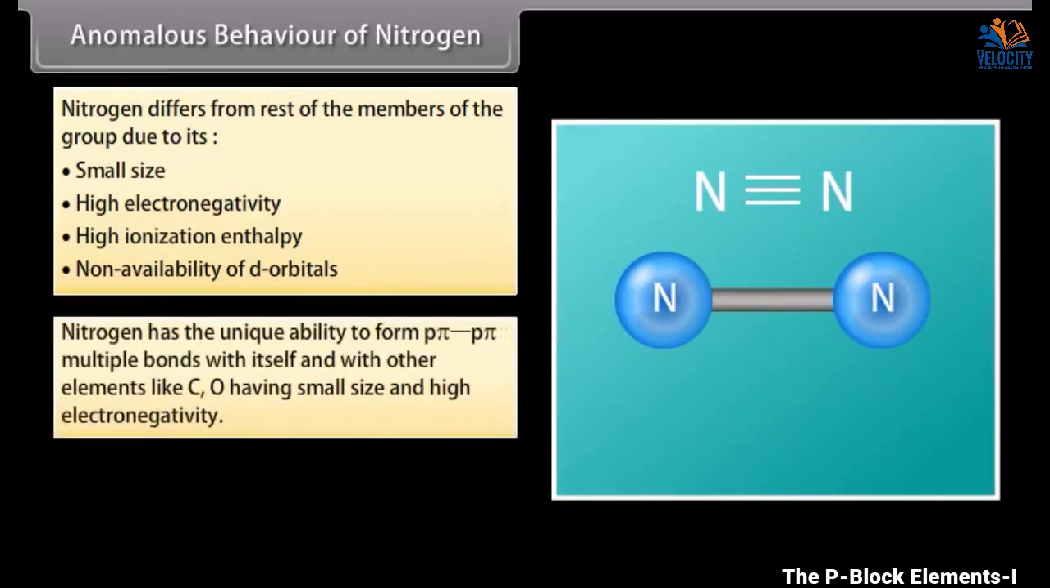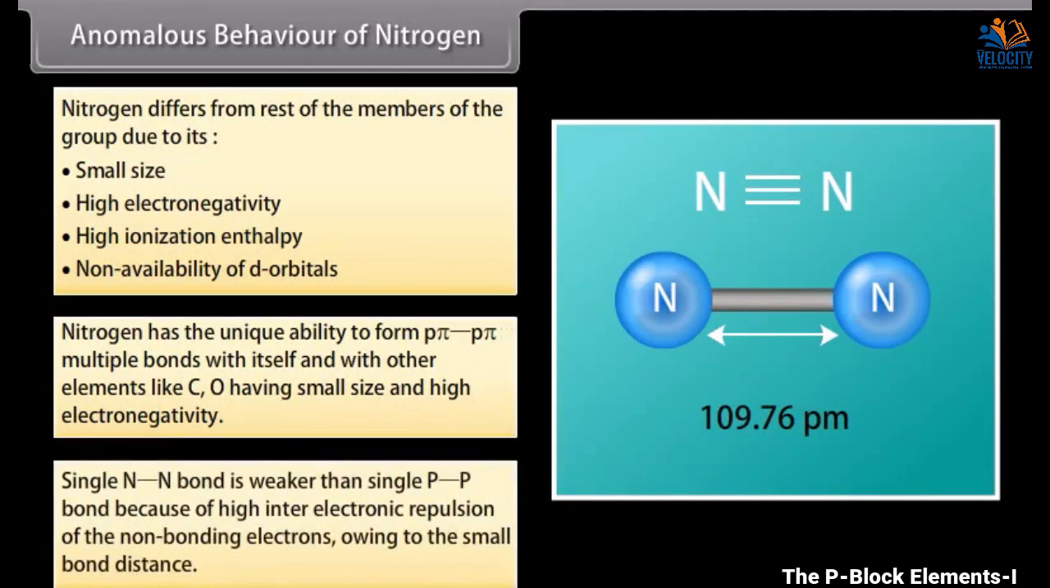Nitrogen has the unique ability to form pπ-pπ multiple bonds with itself and with other elements like carbon and oxygen, having small size and high electronegativity. Thus, nitrogen exists as a diatomic molecule with a triple bond between the 2 atoms, having high bond enthalpy of 941.4 kJ per mole. Single nitrogen-nitrogen bond is weaker than single phosphorus-phosphorus bond because of higher inter-electronic repulsion of the non-bonding electrons owing to the small bond distance.